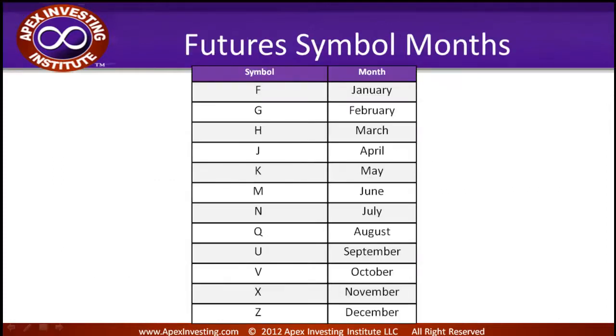Futures symbols have months that are associated with them. F for January, G for February, H for March, J for April, K for May, M for June, N for July, Q for August, U for September, V for October, X for November, and Z for December. Gold futures contracts can be traded on any one of these months.